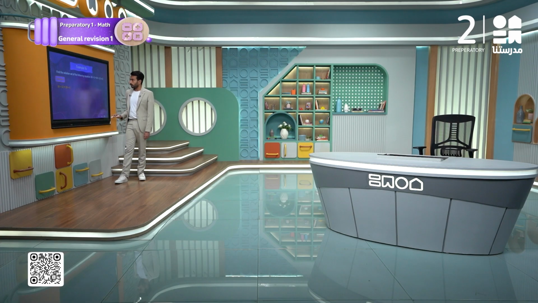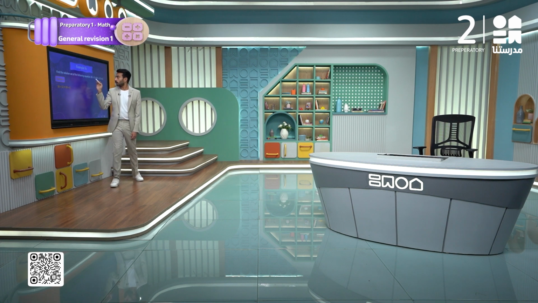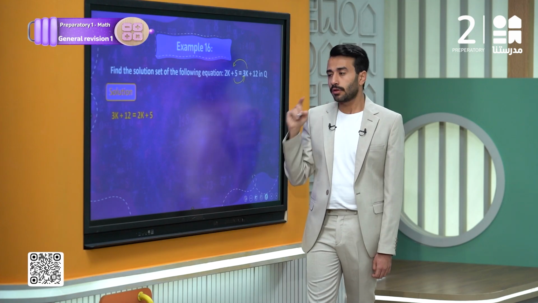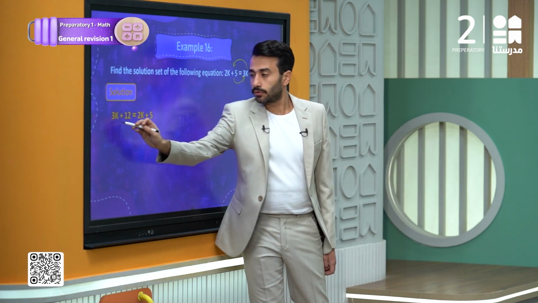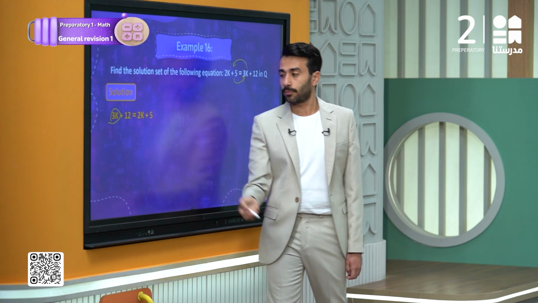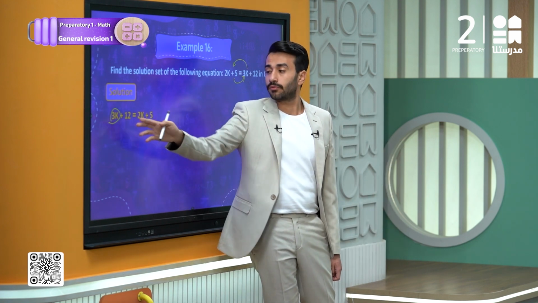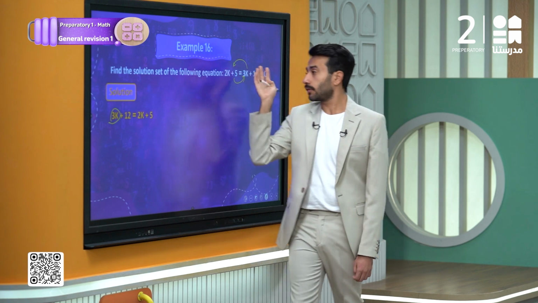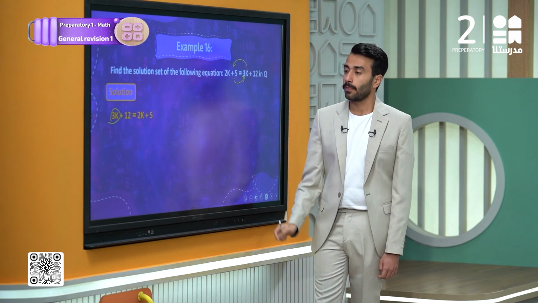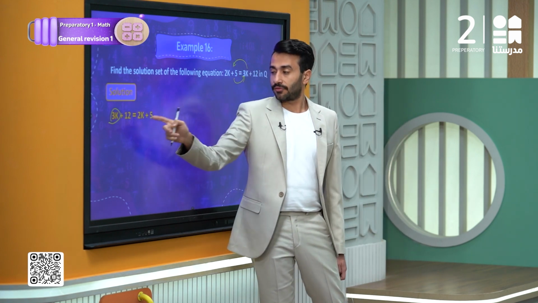Find the solution set of the following equation. Here we have 2k. To cancel out this 2k, you can arrange it, you can switch them. Why? Mainly you need to start with the value or the coefficient of k which is more. It's easier always to write the part with the higher coefficient of the unknown first here. And it's okay if you solved it like that, no problem. You have 3k here, you have 2k here.